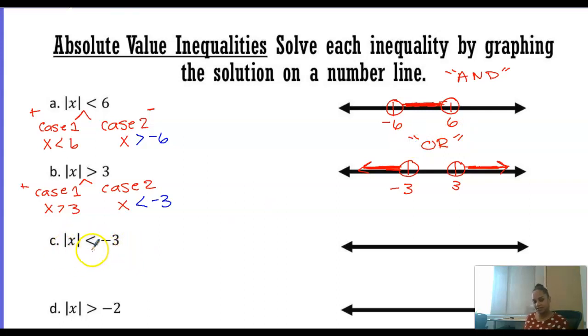Let's look at letter C. This one's kind of interesting to me because it says the absolute value of X is less than negative 3. If we remember something about absolute value, it's that absolute value can't be negative. And this one is asking us to make it less than a negative number. That's not possible. This is no solution. There's not even a way to graph this.